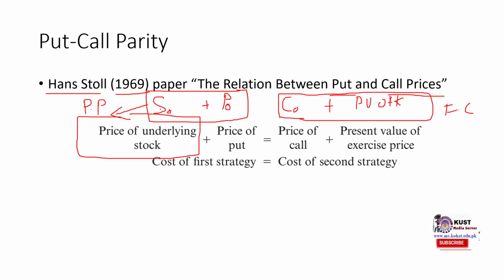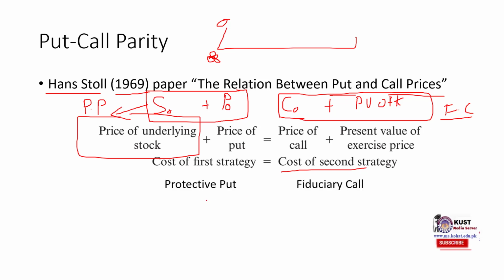We buy a stock, we incur this S naught cost. We buy the put option, we incur this premium cost. So this is the cost of the first strategy that we incur at time 0. And this cost, the premium of the call option and the present value of the exercise price that we are going to invest at the risk-free rate, is the cost of the second strategy, which is the fiduciary call strategy. So I have just mentioned that this is the protective put strategy and this is the fiduciary call strategy.